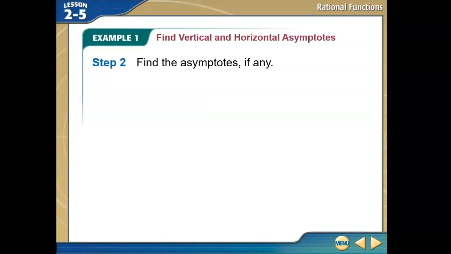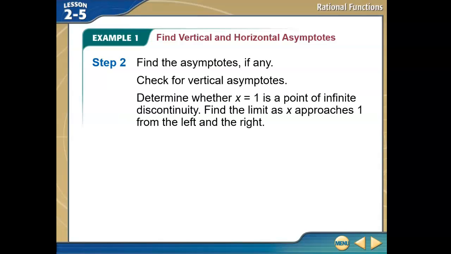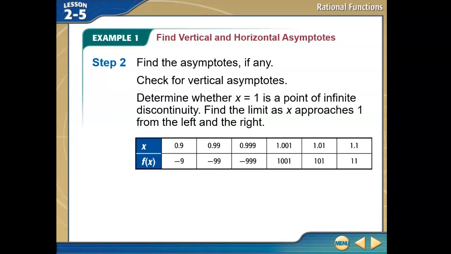Okay, find the other asymptotes. So we already know, because we use the rules, that we should have a horizontal asymptote at y equals 1. Okay, this is them checking for the vertical asymptote. They build a table, and you can see that as we approach 1 from the left-hand side, we get farther and farther negative. As we approach 1 from the right-hand side, we get farther and farther positive.